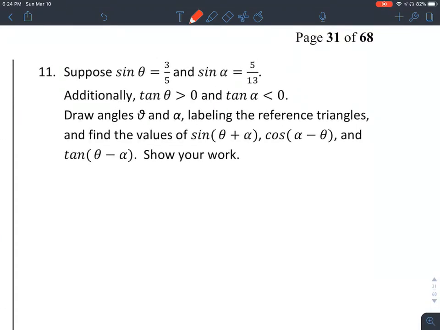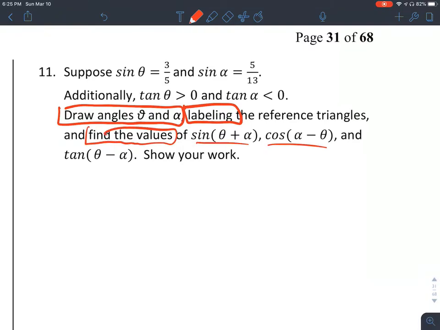Number 11. Suppose sine of theta is 3/5 and sine of alpha is 5/13. Additionally, tangent of theta is greater than 0, and tangent of alpha is less than 0. Draw angles theta and alpha, labeling the reference triangles. So that's one thing we're supposed to do. And then find values of these three things.